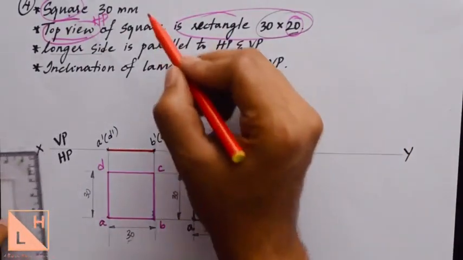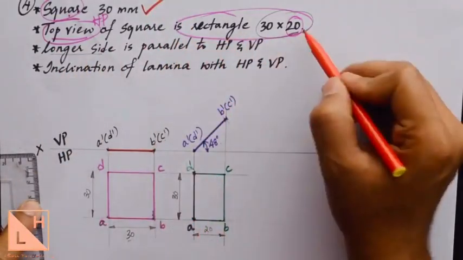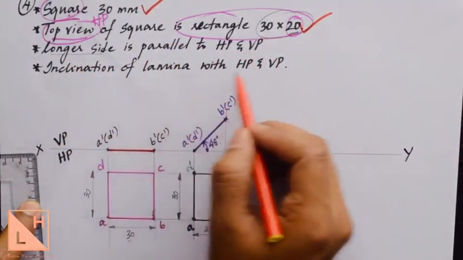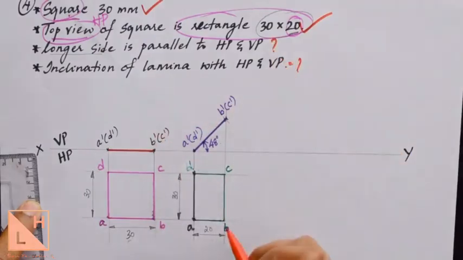Now let us just cross check the checklist. We have drawn a square of 30 mm. The top view of square is a rectangle of 30 by 20 mm. Now this condition is still pending. The inclination of lamina with VP and HP has to be found. So these two things are still pending.